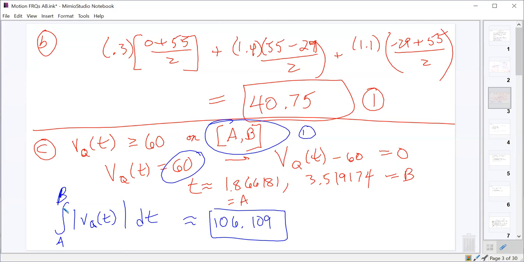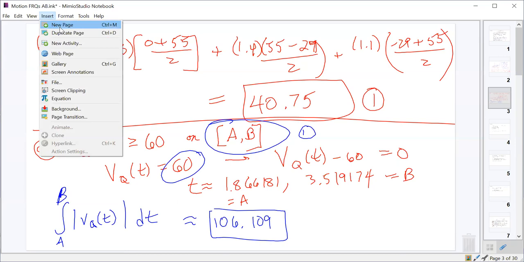Does that make sense to everybody? Yes. Okay, that's very important, and people will make that mistake on the AP test and lose a point or two that they don't need to lose. Yeah. Cool. All right, so that's part C. Any other questions on part C?